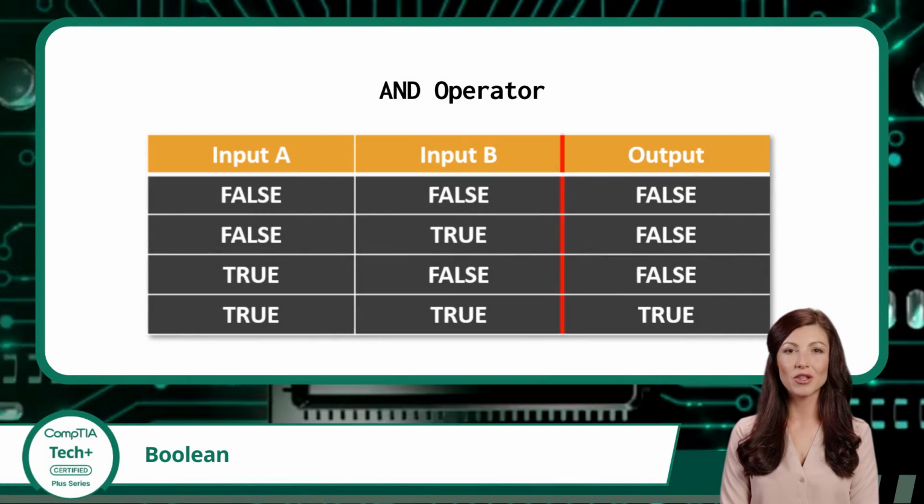First up, we have the logical AND operator. The AND operator returns true if both inputs are true, and returns false otherwise. Let's try an example and compare the inputs to the AND operator table to find the appropriate output.